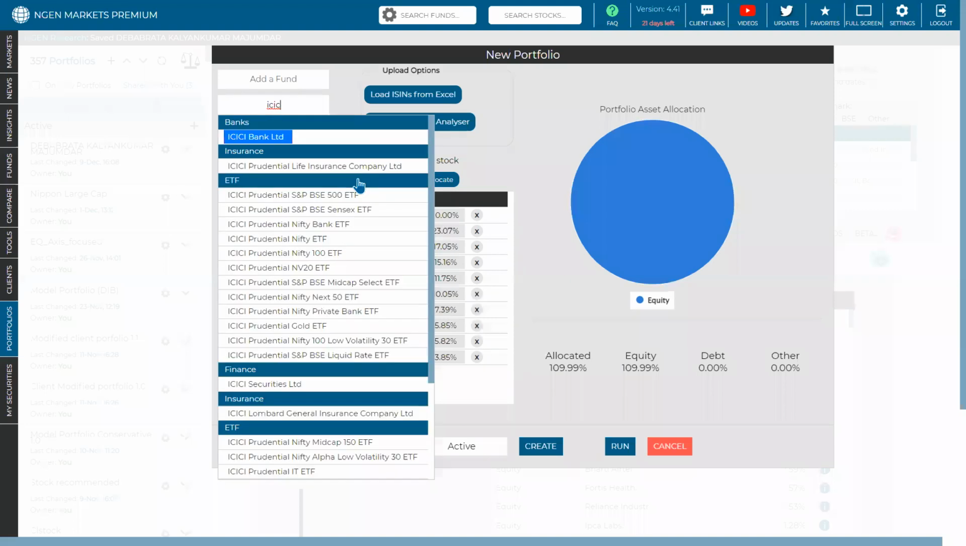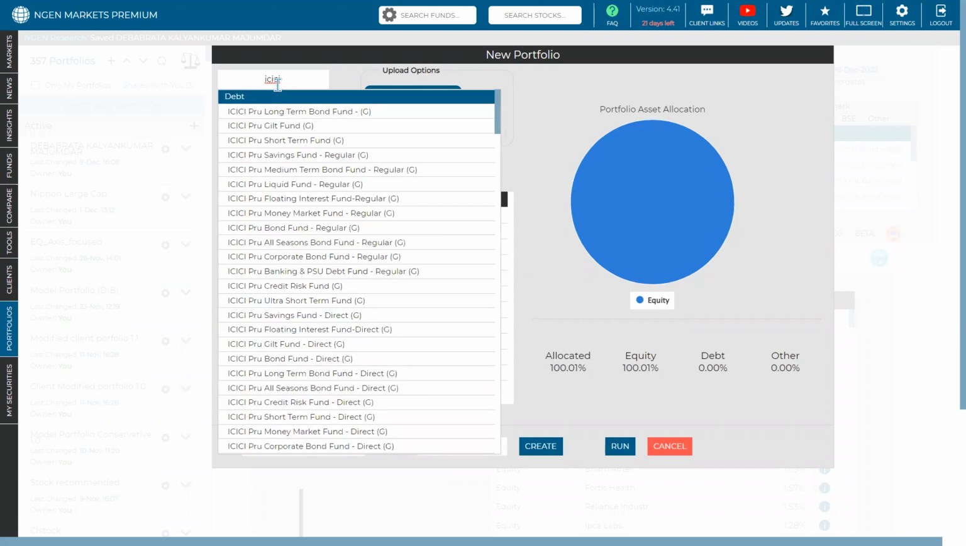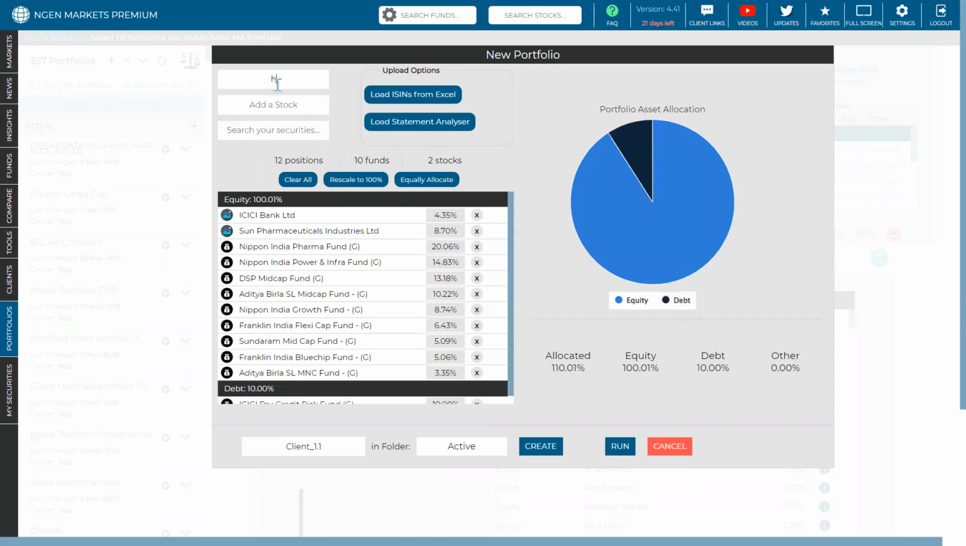And I'm just rescaling them to 100. And I'm also adding some debt funds. As you know, we only have equity funds here, so I'm just adding debt funds to show you the review, how it works out in asset allocation. For the debt funds, I'm just adding ICICI credit risk and, yeah, money market. So I've just added two debt funds in the portfolio. Just rescale them to 100.